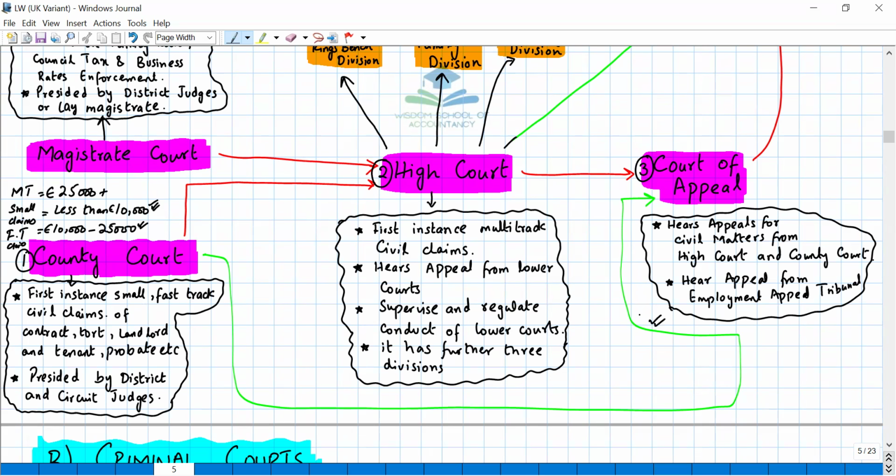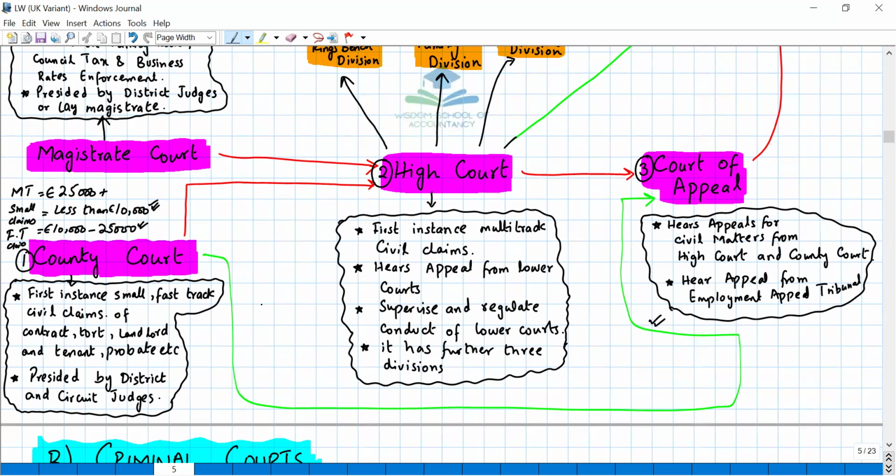So it means that if an appeal is made on a point of law, then you can make an appeal directly to the Court of Appeal from county court by skipping the High Court. This is known as the leapfrog procedure, that you are leaping one court. Now, what does the term point of law mean?